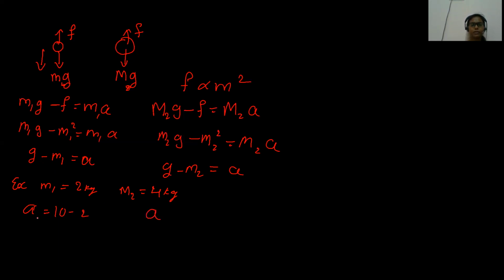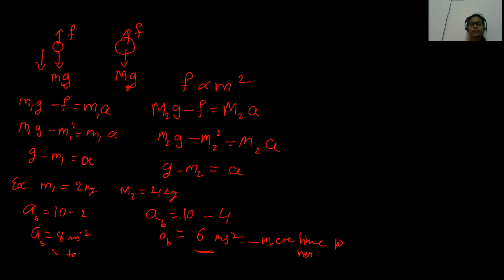Similarly, A1 for the smaller body, and for the bigger body, what is the acceleration? It is 10 minus M2, I have taken as 4 kg, so I'll get 6 meters per second square. Because of the lighter body, the smaller body, it is 8 meters per second square. That means what we can conclude here, children, is that the heavier body has less acceleration, so it will take more time to reach the ground. But the lighter body, because of more acceleration, will take less time to reach the ground.